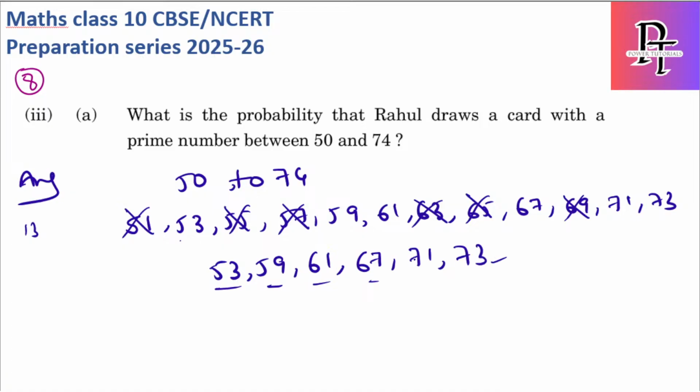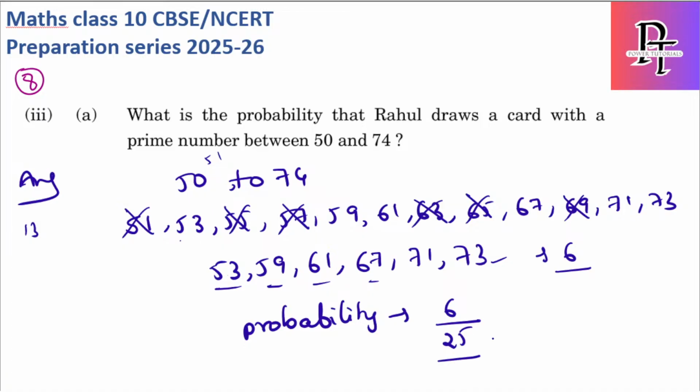The prime number logic is simple: just remove even numbers first, then remove multiples of 5, and then check for 3. So mostly from there you can get all the prime numbers. So what is the total number of prime numbers here? 1, 2, 3, 4, 5, 6. 6 are the total prime numbers. So the probability is 6 by total numbers from 50 to 74. Starting from 51 it is 24, 24 plus 1 is 25. So the answer is 6 by 25.